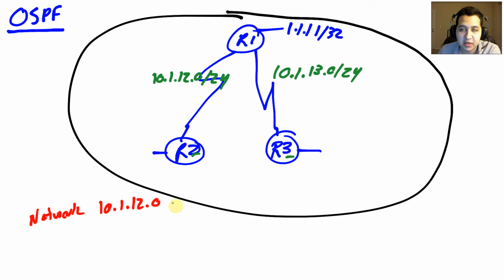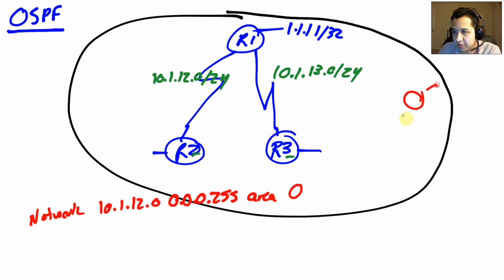So I'm assuming you know how wildcard masks work, but to be brief, the zeros mean that we care about those octets, so we care about the first 3 octets, and we don't care about the last octet there. So network 10.1.12.0. And let's just go ahead and put an area. So this is all going to be area 0 because this is all just area 0.